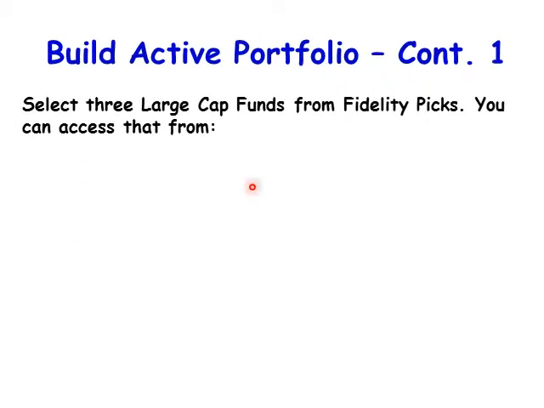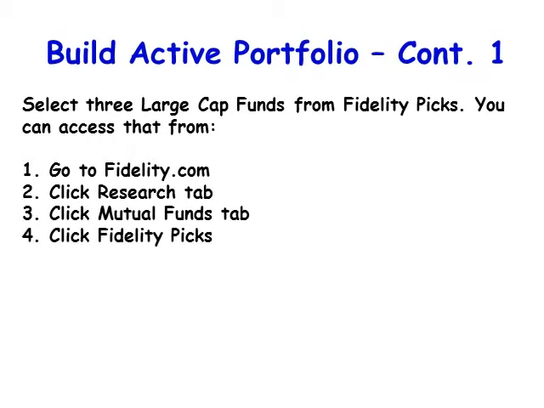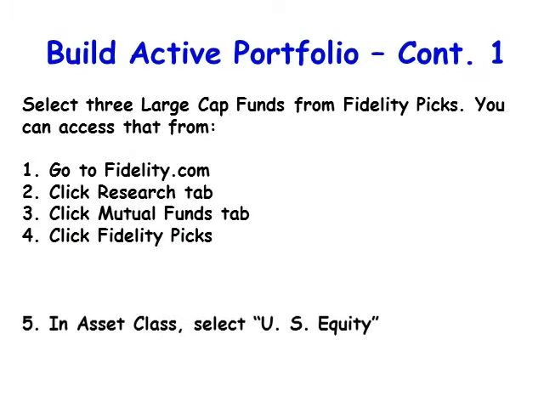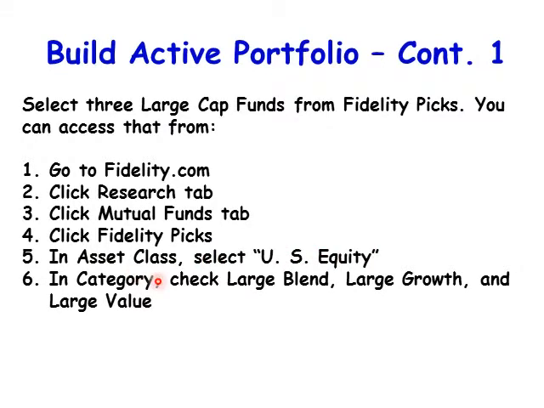Okay, so select three large cap funds. We'll use Fidelity Picks. You can access that by going to fidelity.com, clicking the research tab, clicking the mutual funds tab, and clicking Fidelity Picks. In asset class, select US equity. In category, check large blend, large growth, and large value. Okay, let's continue and choose 5 stars. We're trying to find 5-star funds.